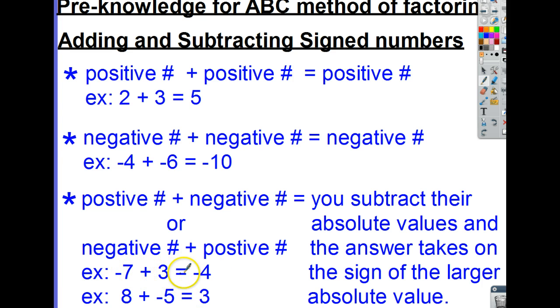7 minus 3 was 4. That's how we got the 4 we subtracted, and it took the sign of the larger absolute value. Negative 7 has a larger absolute value than 3. A lot of this you may not need to go through if you're up on your arithmetic. You could move on further into the video and find where we start the factoring by the ABC method, but I'm going to go through these preliminary things here.